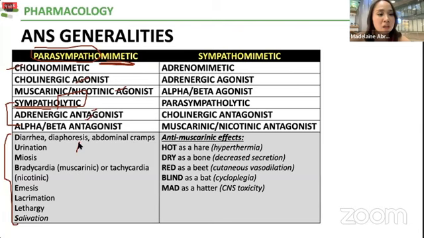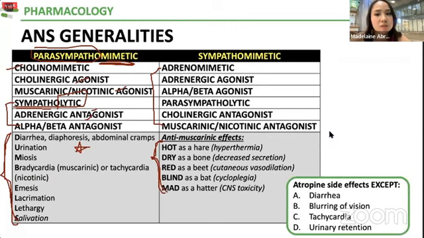In short, pag parasympathomimetic, rest and digest. So sympathomimetic, just the opposite. Di na natin isa-isahin. But ano ang tatandaan? Si Alice in Wonderland. Again, ulit-ulit. Muscarinic effects, dumbbells, rest and digest. Anti-muscarinic effects, your Alice in Wonderland symptoms. Hot as a hare, dry as a bone, red as a beet, blind as a bat, and mad as a hatter.